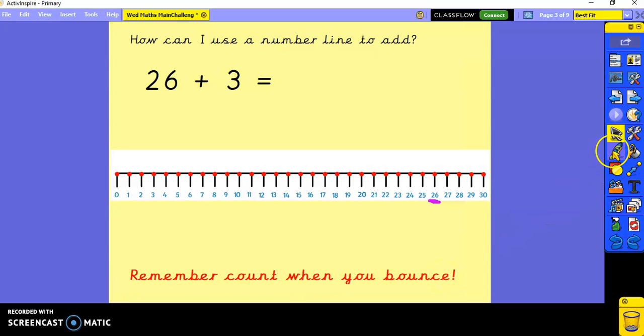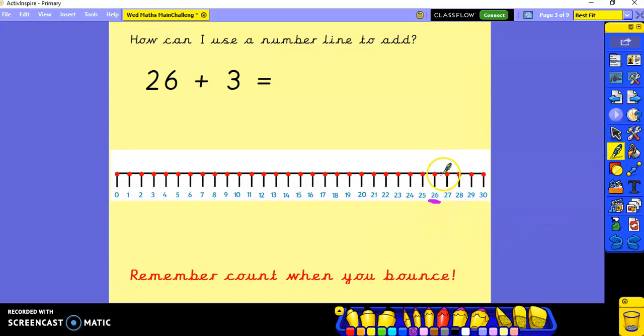Remember, count when you bounce. We don't want anybody to count this one here as our first jump. Otherwise we will go 1, 2, 3, which will not be the right answer. You'll have only moved on 2 numbers and 2 spaces, which is not what we are looking for. So count when you bounce.